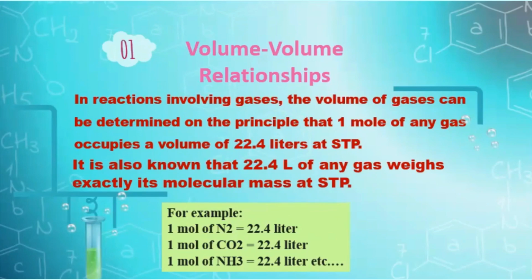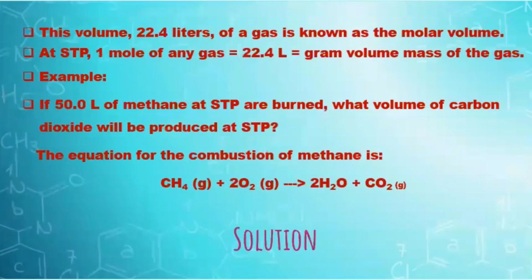It is also known that 22.4 liters of any gas weighs exactly its molar mass at standard temperature and pressure. For example, one mole of nitrogen has a volume of 22.4 liters. One mole of carbon dioxide has a volume of 22.4 liters. One mole of NH3 has a volume of 22.4 liters. This volume, 22.4 liters of a gas, is known as the molar volume. At standard temperature and pressure, one mole of any gas has 22.4 liters, which equals the gram molar mass of the gas.